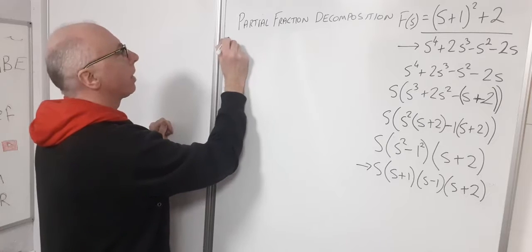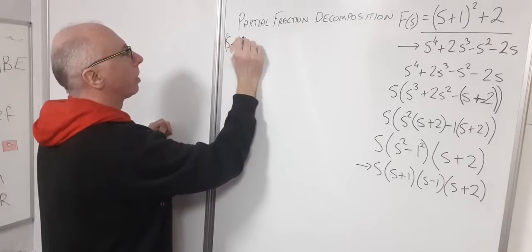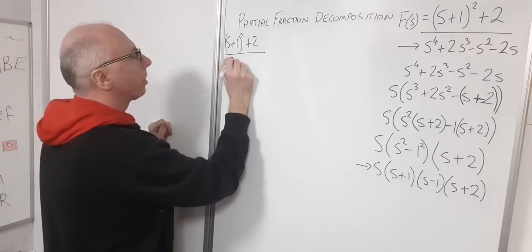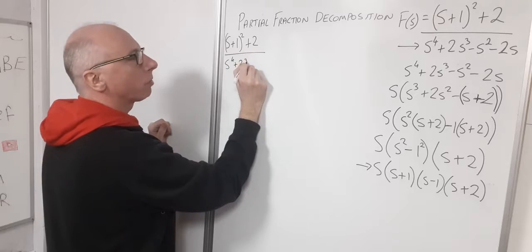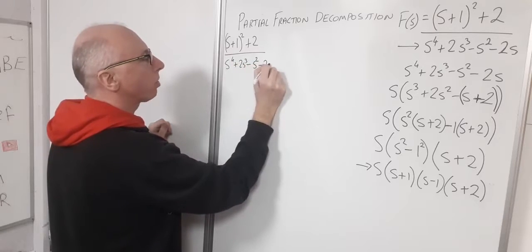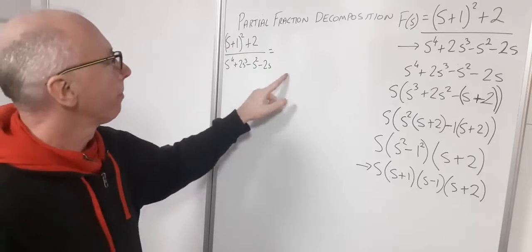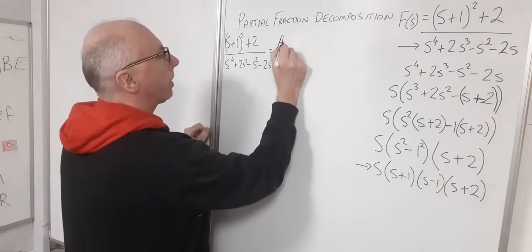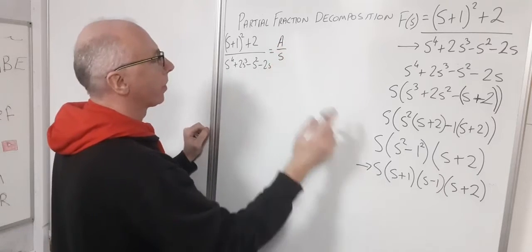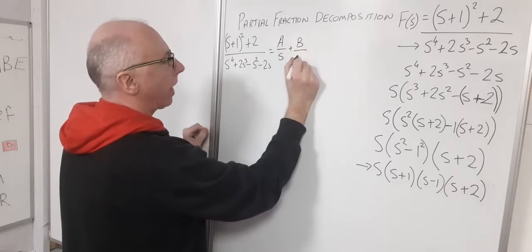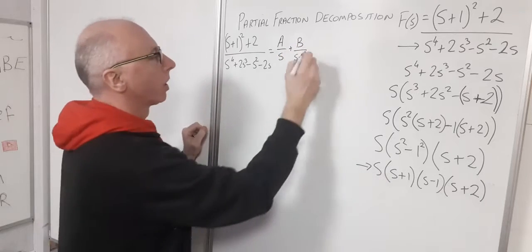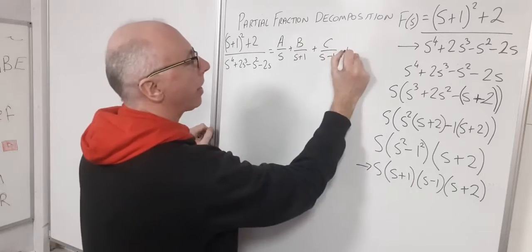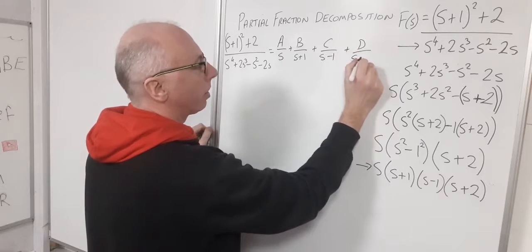So now we can write (s plus 1) squared plus 2 over s to the 4 plus 2s cubed minus s squared minus 2s. Breaking this down into our decomposition, we can have A over s, so that's this one. Then we'll have B over s plus 1, it's this one, plus C over s minus 1, that's this one, and then add D over s plus 2.